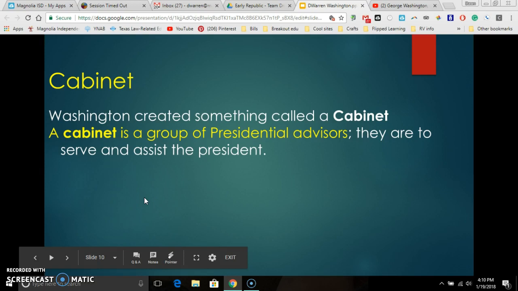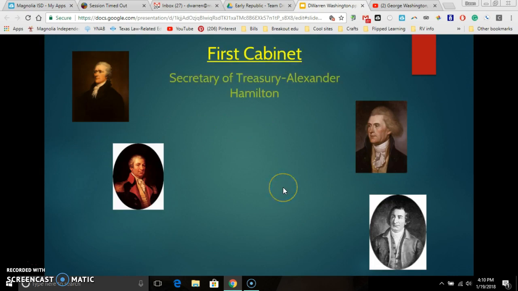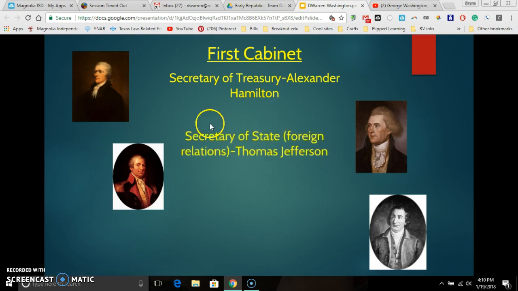He knew he couldn't handle all this by himself, so he surrounded himself with smart people. He calls them his cabinet, and this is a group of presidential advisors. In your notes, write in the speech bubbles next to them their name and their title. Hamilton was the Secretary of Treasury. He's going to fix the money. Jefferson is the Secretary of State. He's going to take care of relationships with foreign countries.